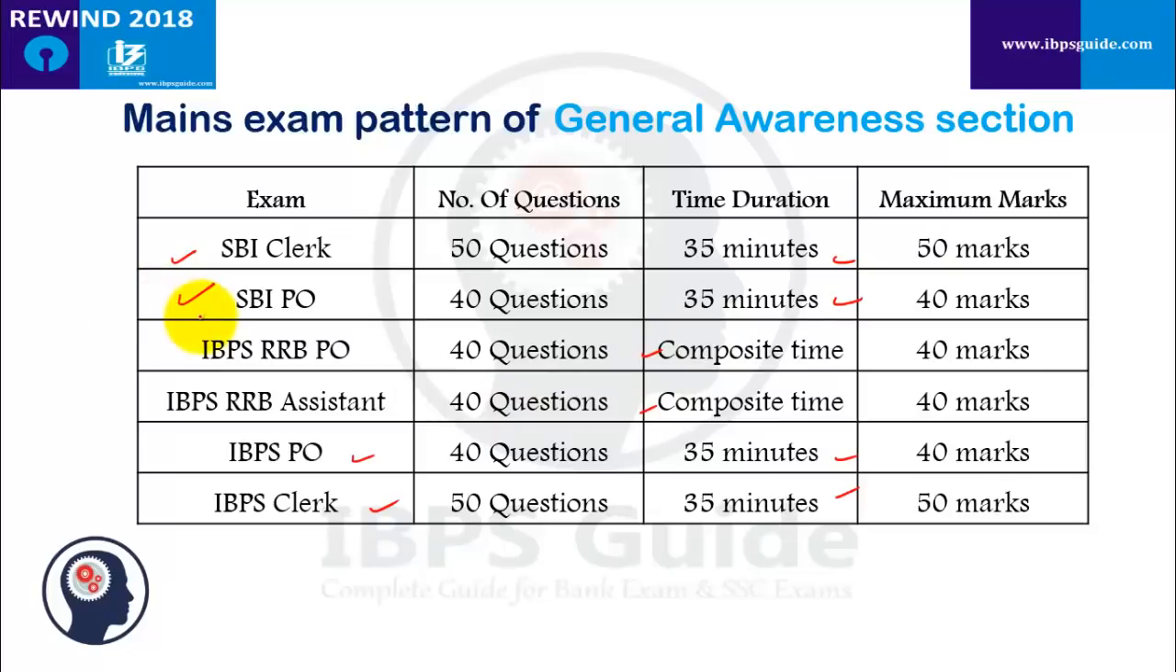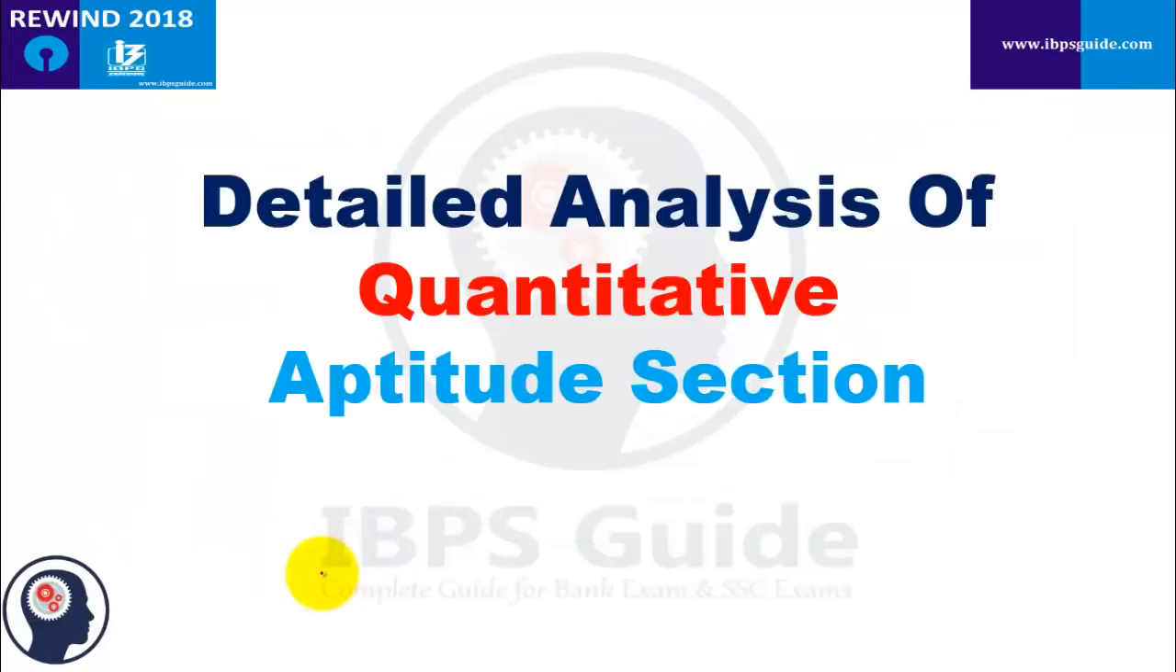Now in IBPS PO and IBPS Clerk, most of the questions, 30 to 35, are from current affairs, 5 to 10 questions are from banking awareness, and 3 to 5 questions are from static GK. But in some PO exams like Canara Bank, Syndicate Bank and Bank of Baroda, the static part is eliminated. Only current affairs and banking awareness are there. What major changes occurred in 2018 in the general awareness section, we will discuss in an upcoming video. Now let's move toward the detailed analysis of the quantitative aptitude section.